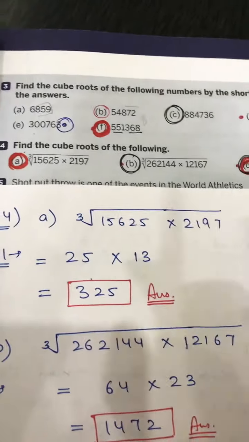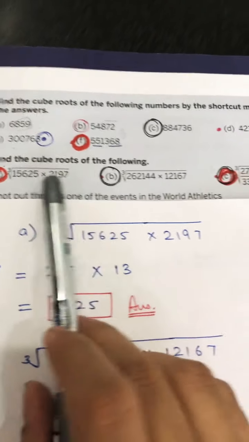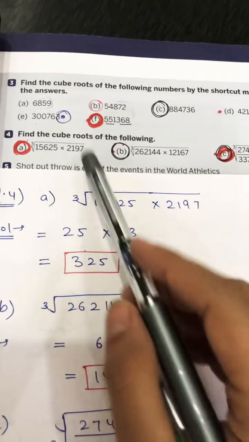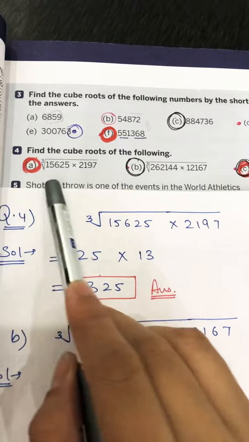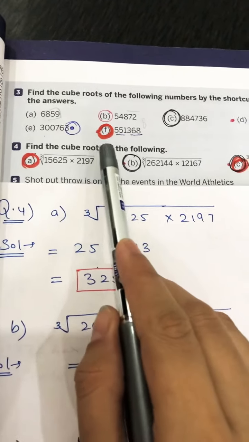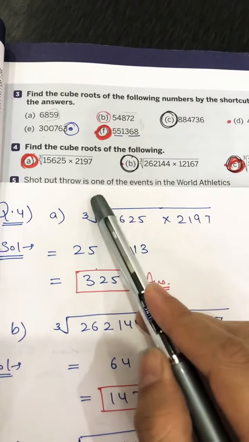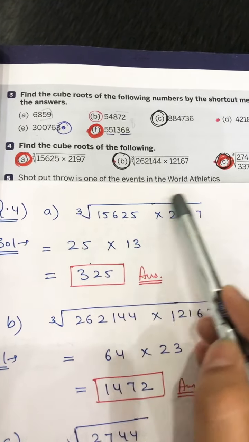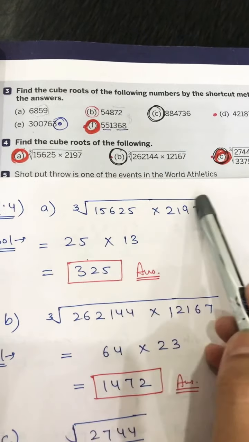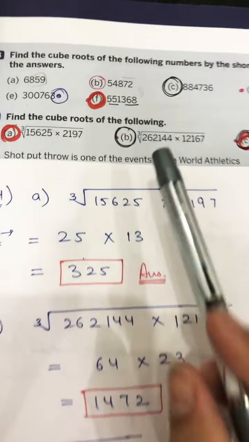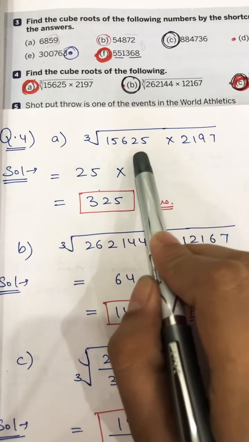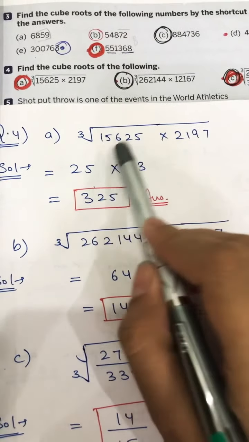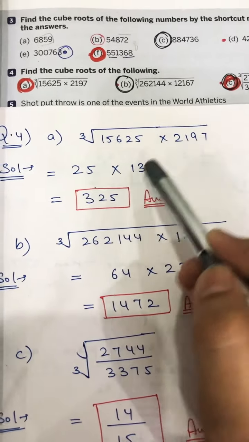Now this is question number 4. As I told in the class, question number 4 is simple. There are 3 parts. In this, the statement is given with this symbol, which is the symbol of cube root. When we put the root over the digits and keep this 3 on the root, it becomes cube root. So you have to write part A this way: 15625 multiplied by 2197. You know that this is a cube of 25, and this is a cube of 13.